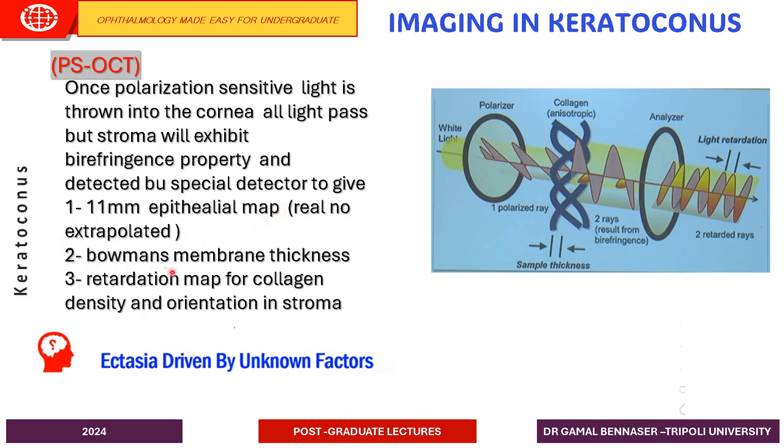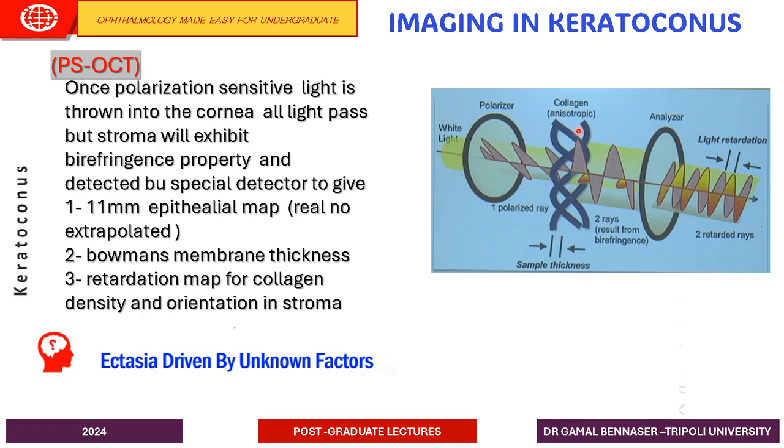Also, we will have details about the Bowman's membrane thickness, which is the first time that we can have a detailed thickness of the Bowman's membrane, and also a retardation map for the collagen density and orientation in the stroma, so that you will have an en face image of the stroma related to the density of the collagen fibers and their orientation. Based on this map, we can decide whether this patient is a keratoconus suspect or not. All this came from the idea that ectasia can be driven by other factors other than the gross anatomical features seen by topography and tomography, and beyond the dynamic imaging of the cornea and the biomechanics.